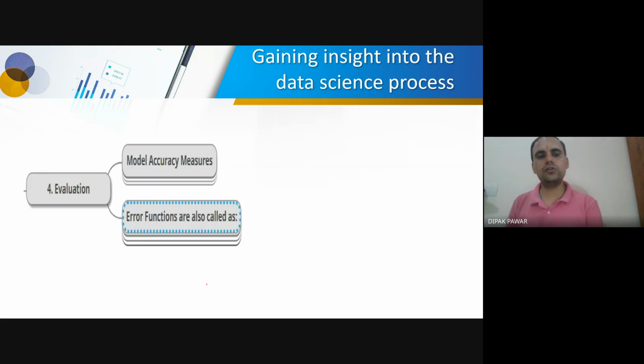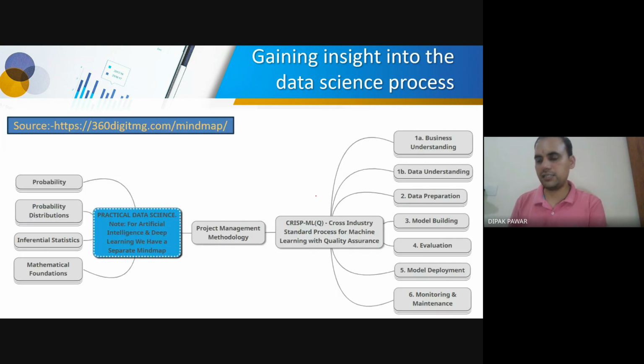Okay, so I'll move to the fourth part. We covered business understanding and data preparation, and now we build the model. After building the model, we must check whether it is performing properly or not. If your model is not performing properly, then there is no use of designing such a model. So how can you understand whether the model is performing properly? For that you require some evaluation, or we can consider it a performance parameter.